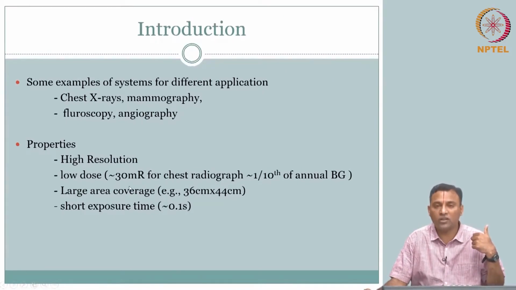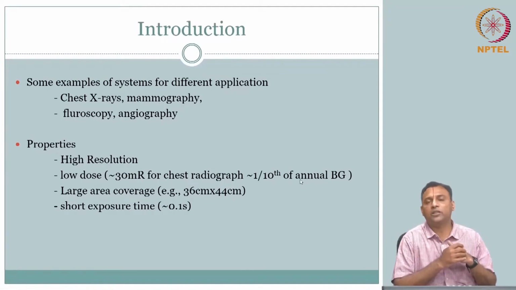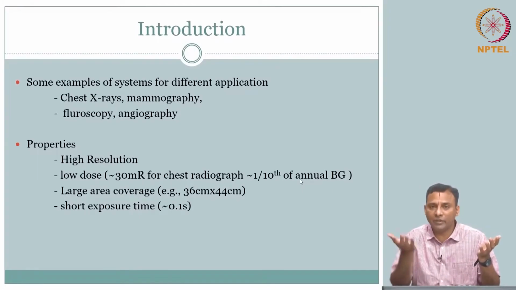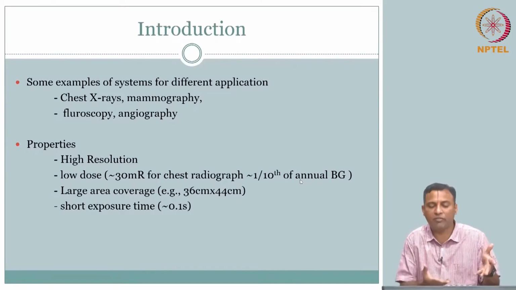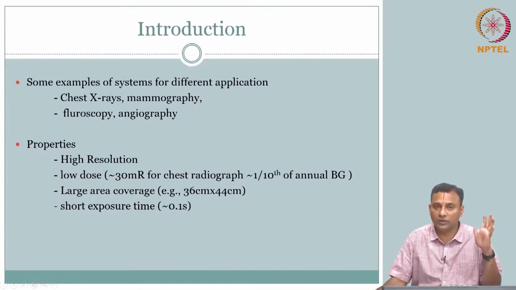So, low dose. What is the idea of what this low represents? We are talking about 30 millirads, which is essentially about 1/10 of your annual background exposure that you anyway get. So, the cost of doing this imaging is way less compared to the benefit that you derive. Cost could be a safety issue, not the rupees or dollars. So, low dose is good.